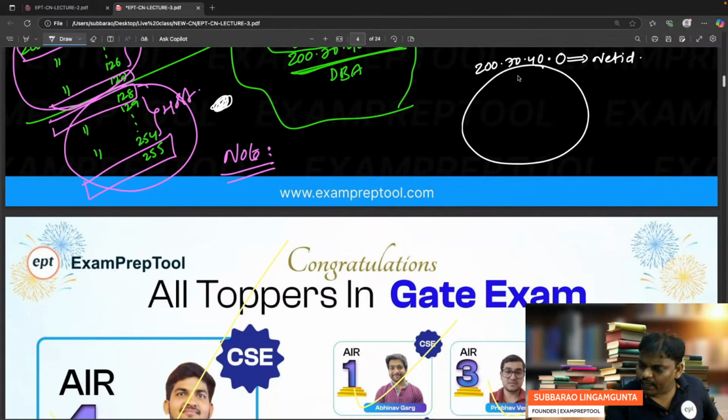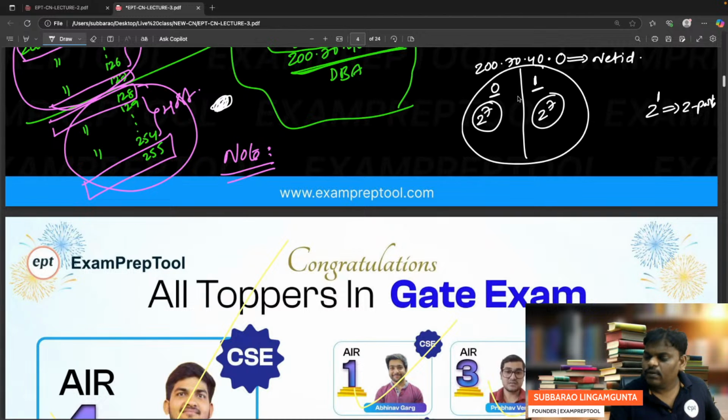Then what I did is divide these 8 bits into two parts. If you want 2 parts, that is 2 power 1, so you take 1 bit from the host area. If that 1 bit is 0, keep it here. If that 1 bit is 1, keep it here. What about the remaining bits? 7 bits, 2 power 7. So in the 4th octet, first bit 0 is this area, and first bit 1 is this area. That's it.